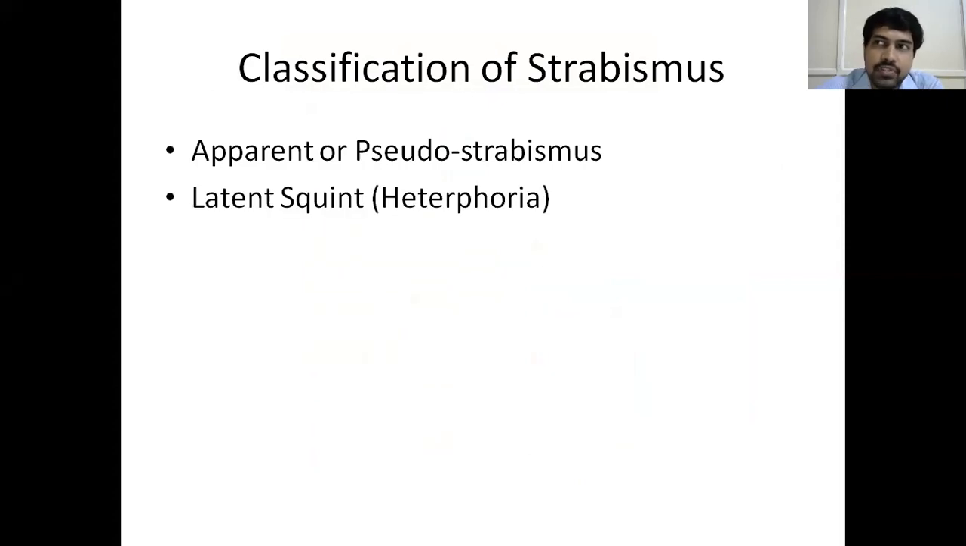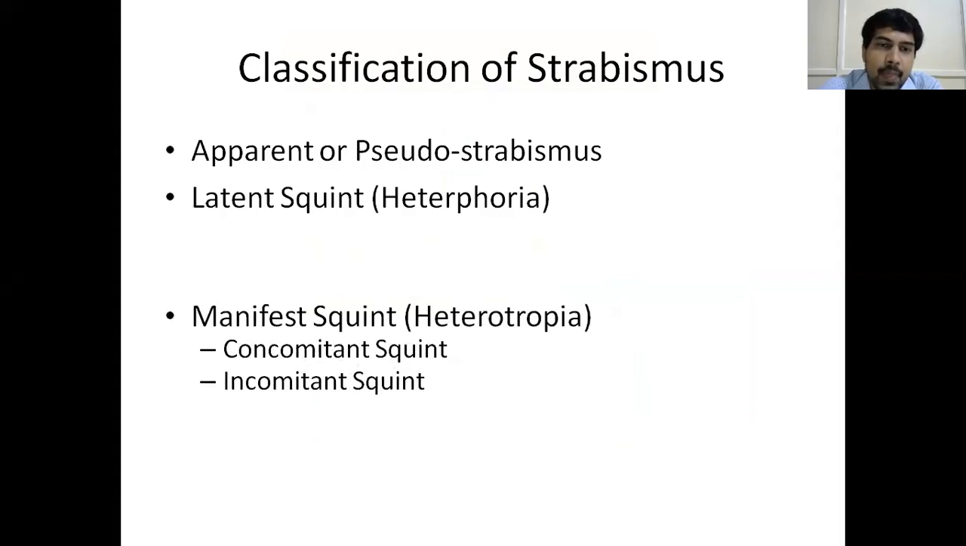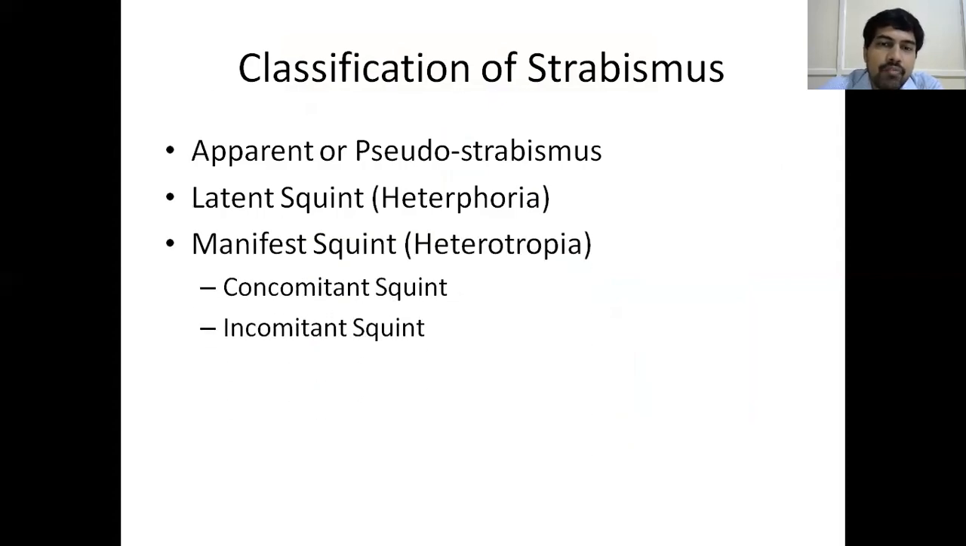So the classification of strabismus is: it is an apparent squint or a pseudo strabismus. It is a latent squint or a heterophoria. Phoria means it is latent. What is that latent? We will see. And manifest squint or heterotropia. In manifest squint, again, there are two types, concomitant squint and incomitant squint. So basically, we are classifying the squint or strabismus.